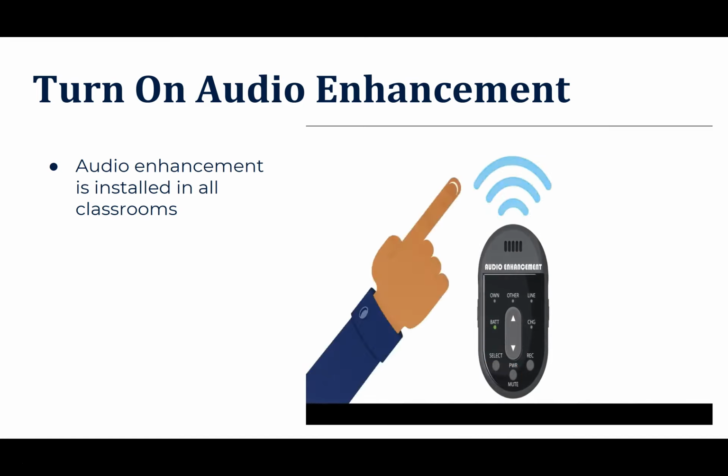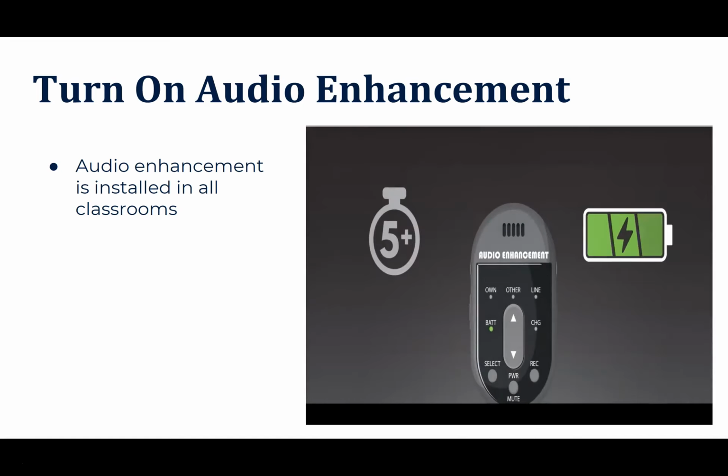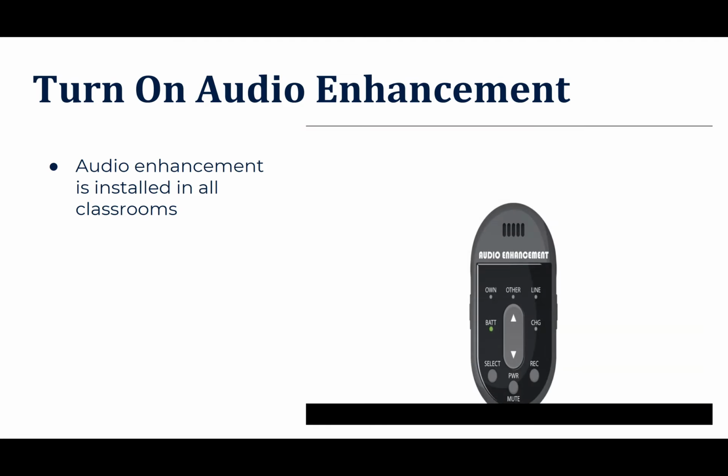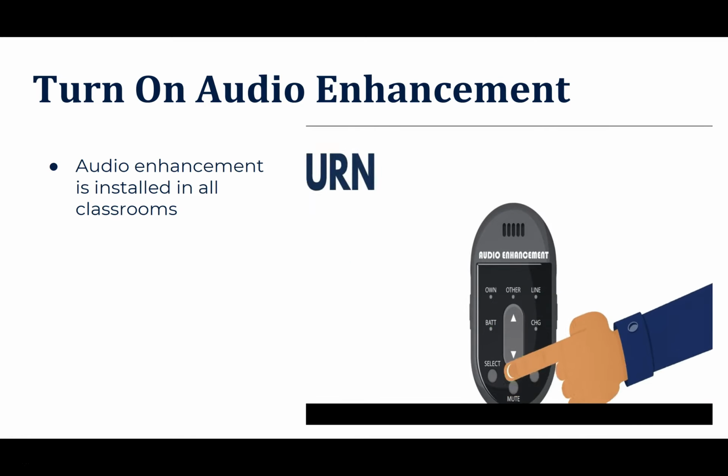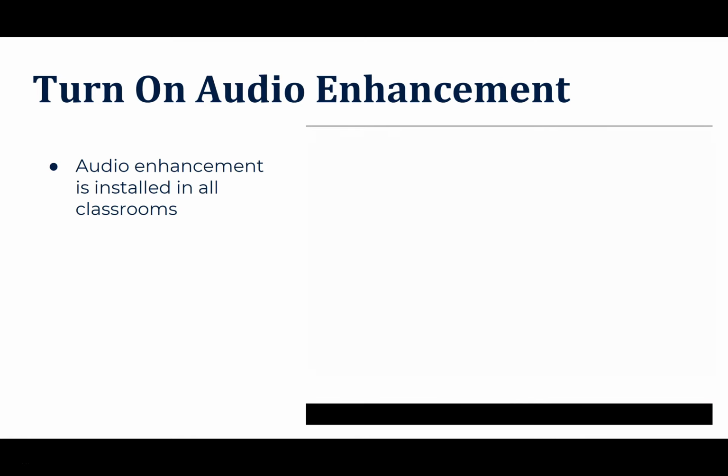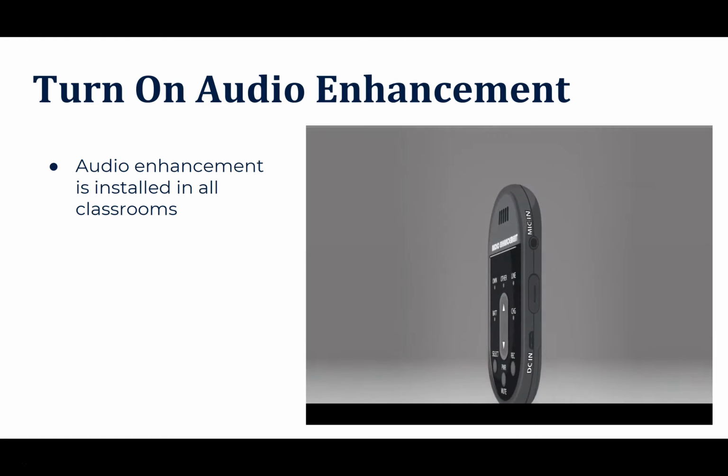Tap again to unmute. If your mic is muted for more than 5 minutes, it will automatically shut off to preserve the battery. To turn off your teacher mic, hold down the power mute button for about 3 seconds. The battery light will turn off. Once turned off, you can charge your teacher mic.